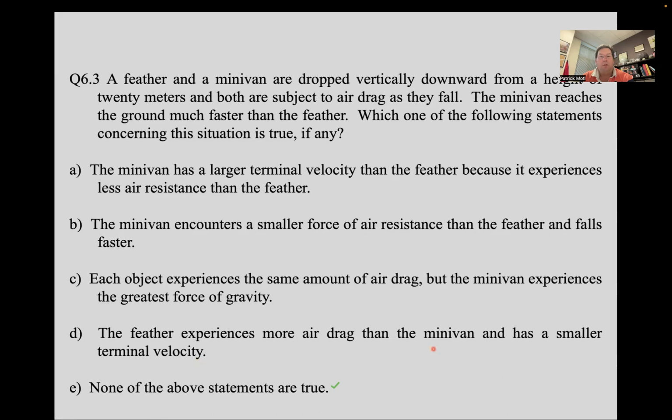And so none of those statements are true. What is happening is the feather almost immediately is going to reach its terminal speed, and then it travels at a relatively slow terminal speed and floats down to the ground. The minivan, to get a force of air drag that cancels out its weight, would have to fall a tremendous distance to get to moving that fast. And its terminal speed is just higher. So it is going to reach the ground faster. All right.